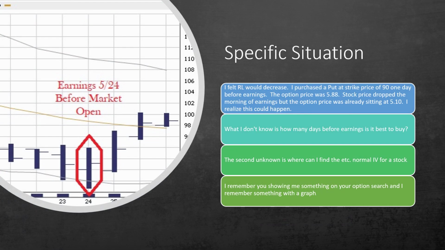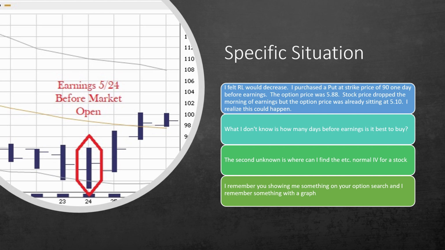The specific situation is he felt RL, Polo Ralph Lauren, would decrease. He purchased a put at strike price of 90 one day before earnings. The earnings were coming out on May 24th before the market opened. The option price was 588. The stock price did drop on the morning of earnings, but the option was priced at 510. "I realized this could happen with the IV crush."